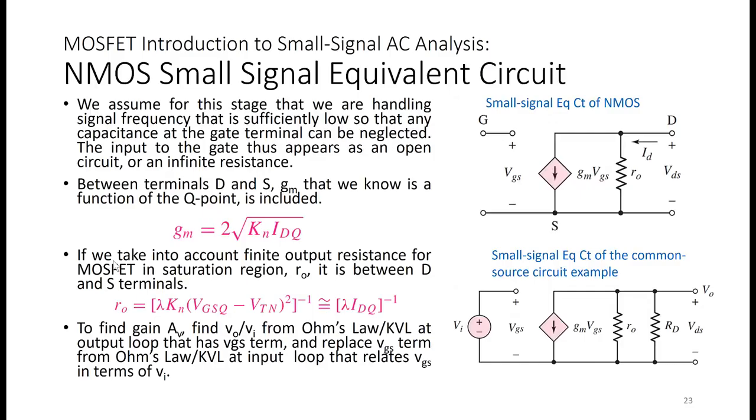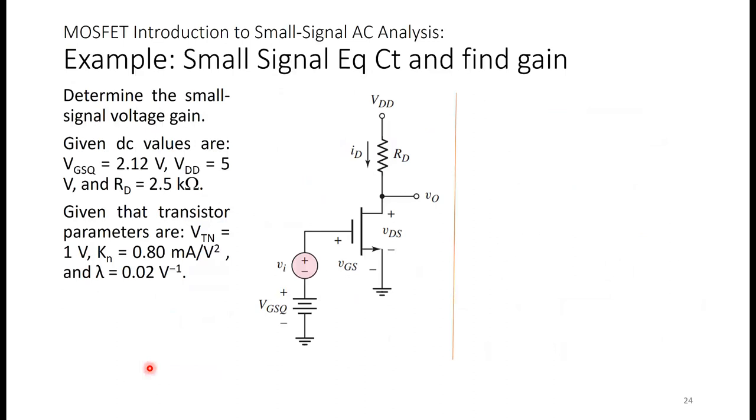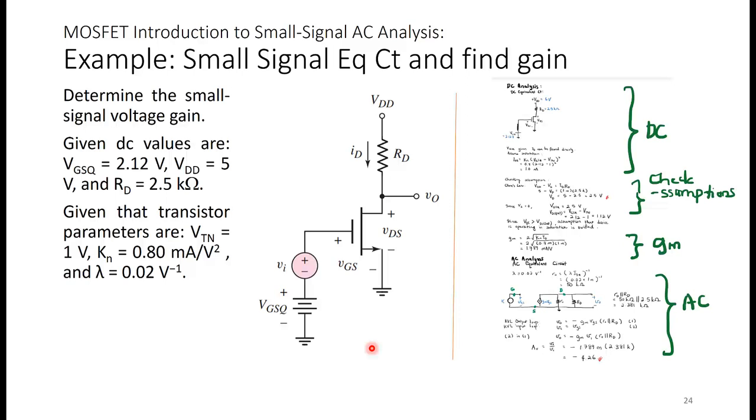Assalamu alaikum. This is where we stopped in part one, which was the NMOS small signal equivalent circuit. You were introduced to drawing the AC equivalent circuit for NMOS, and then we looked at how to get the values of the transconductance parameter gm and Rout. Then we did an example of a small signal equivalent circuit to find the gain of a basic common source circuit. Alright, now let's carry on with PMOS.